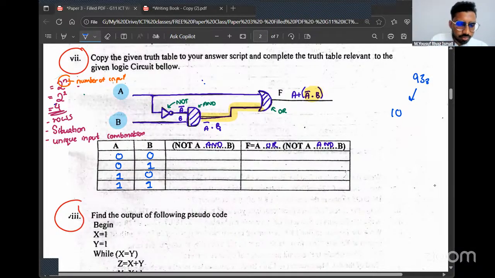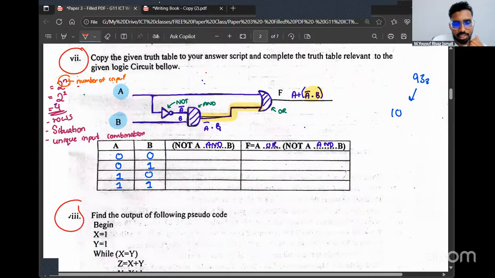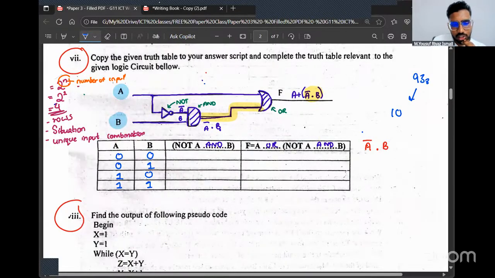And then what about not A and B? This not A and B is representing A dash dot B. I'll tell you a shortcut for how you can easily figure this out, forgetting about the logical stuff. When you say A dash, we are saying the opposite of A. In the first row, the value of A was 0, right?